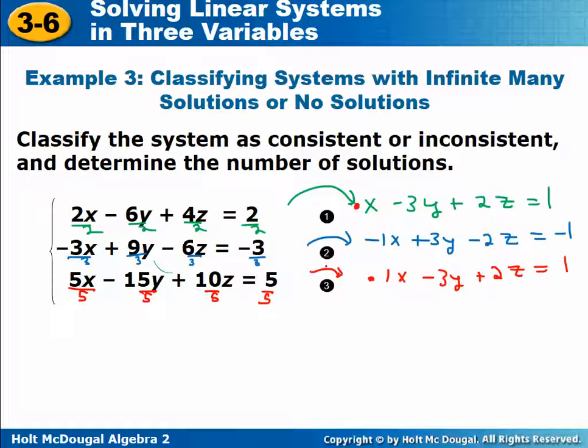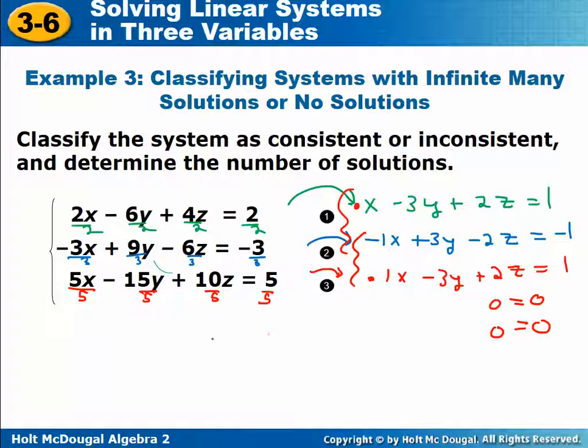If we add the first two together, we would get 1x minus 1x is 0. Negative 3y plus 3y is 0. 2z minus 2z is 0. Equals 1 minus 1 is 0. Let's add the bottom two together. Negative 1x plus 1x is 0. 3y minus 3y is 0. Negative 2z plus 2z is 0. Negative 1 plus 1 is 0. We get a true statement for any combination of adding these together.